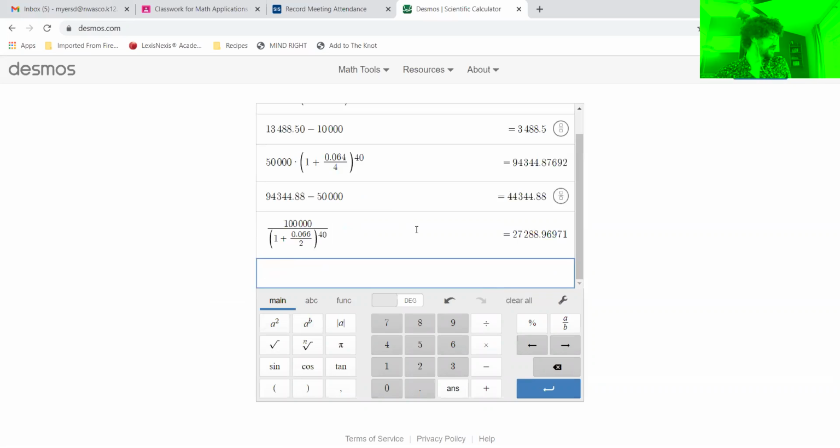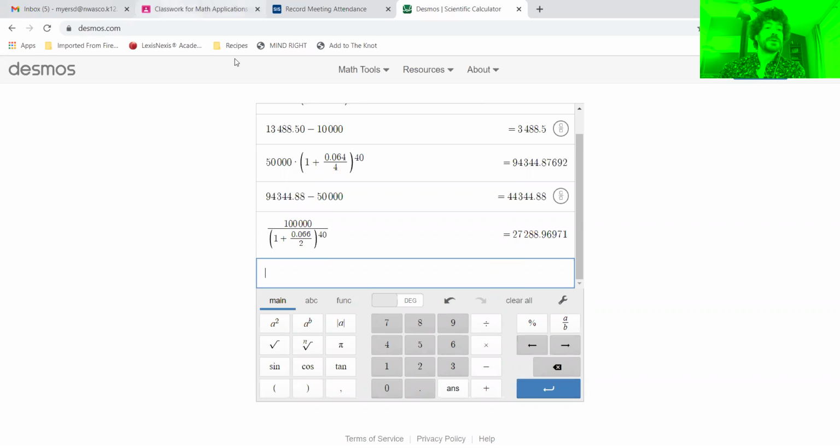So if she wants to end up with $100,000 in her account in 20 years, that means that right now she needs to invest $27,288.97. That's how much money she needs to put into her account today in order to get that to work. All right, we are basically out of time.